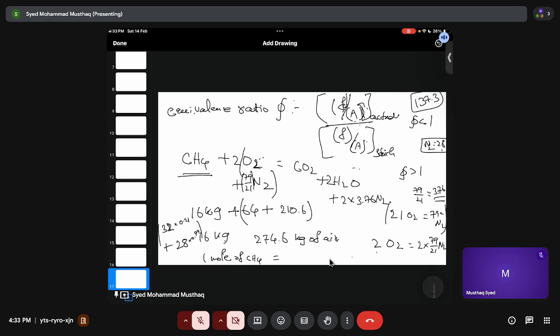Now you know what is the amount of fuel that we are mixing with air. This is the amount of fuel and this is the amount of air that we are mixing. And if you want it in terms of mole basis, you can convert that, so that is not a problem. Or you can even do it in volume ratio also.